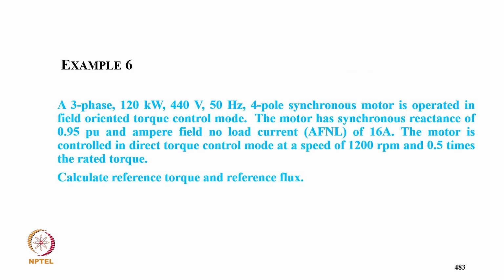Coming to example 6. A 3-phase 120 kilowatt 440 volt 50 hertz 4 pole synchronous motor is operated in field torque control mode. The motor has a synchronous reactance of 0.95 per unit and a field no load current IFL of 15 ampere. The motor is controlled in direct torque control at a speed of 1200 rpm at 0.5 times the rated torque. Calculate the direct torque and reference speed.